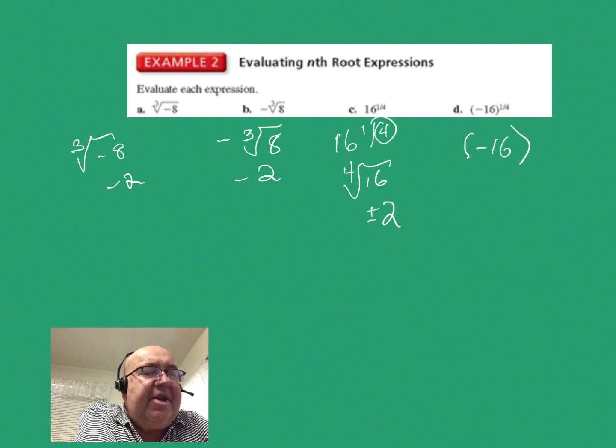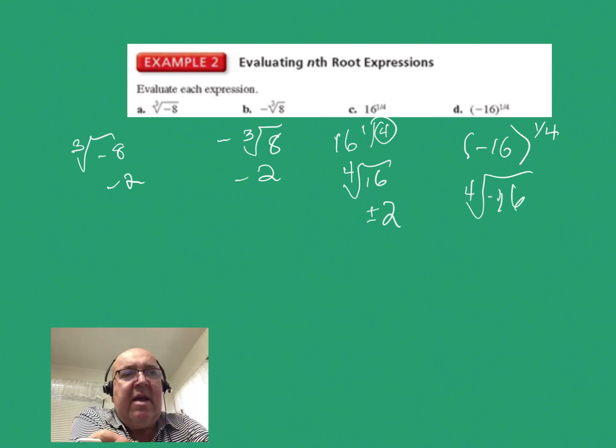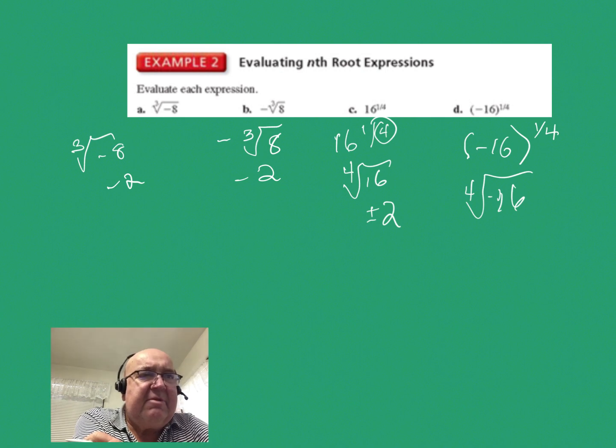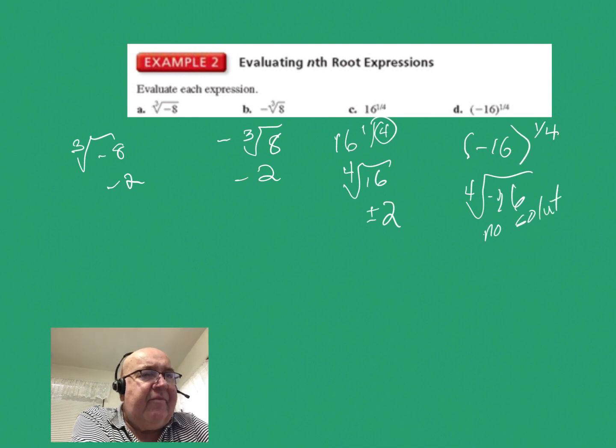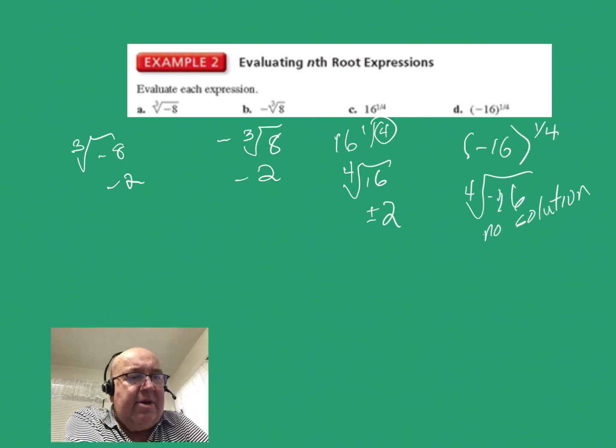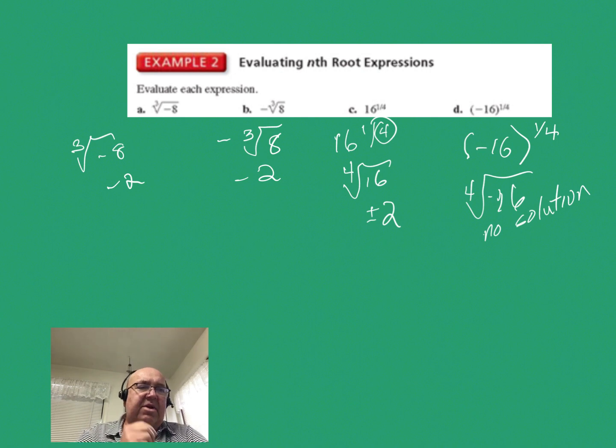The situation here is not possible because we cannot find a fourth root of a negative number. Those do not exist. So remember, if we're looking for an even root of something that's below 0, it's not possible. So I'm going to go no solution. Again, I mentioned earlier that there are ways to work around that.